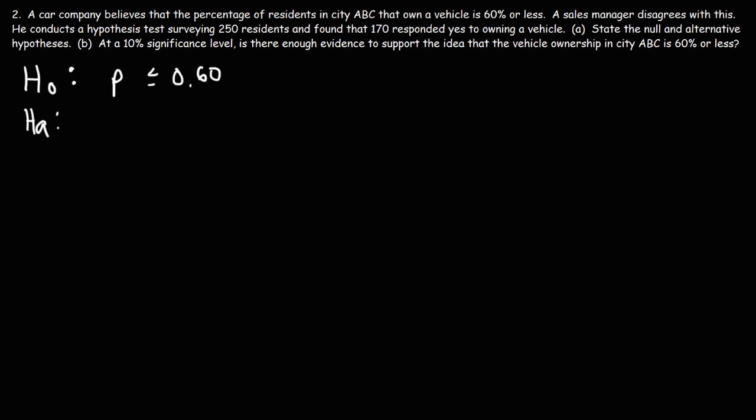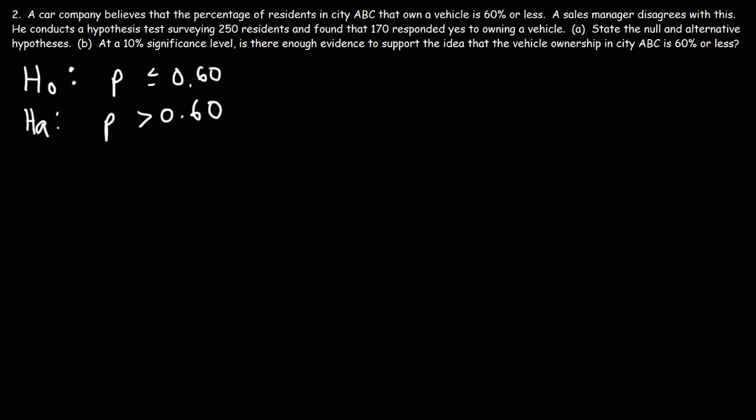Now for the alternative hypothesis, the sales manager, he's conducting a test. He believes the null hypothesis is not correct. So he believes that the proportion is actually greater than 60%. So that's it for part A.